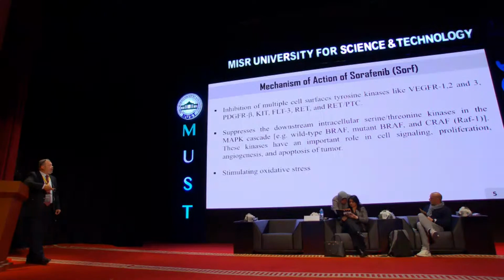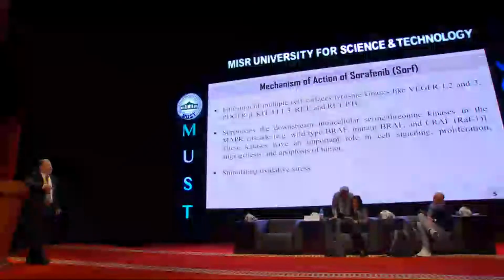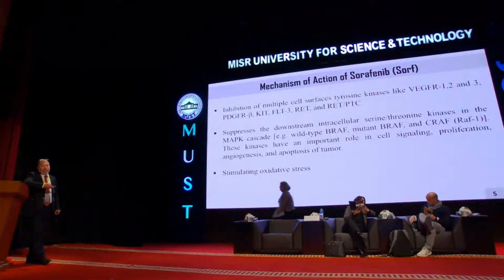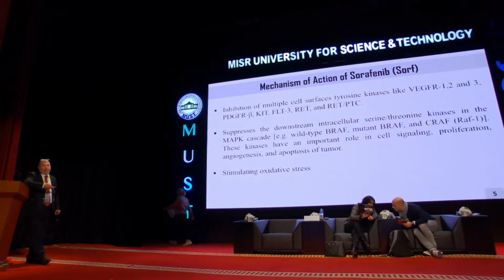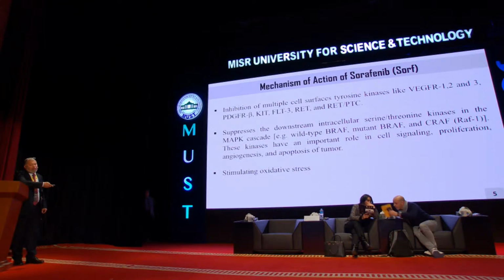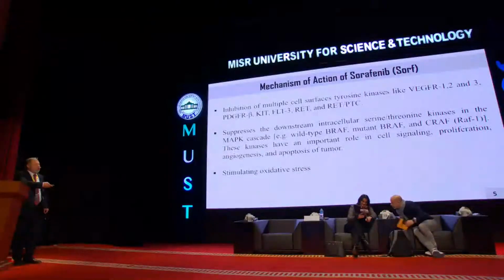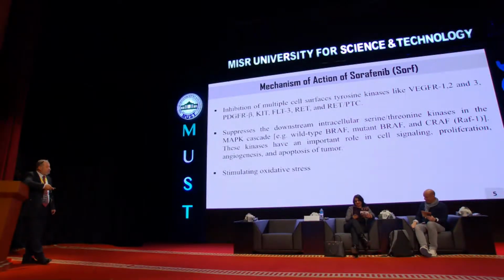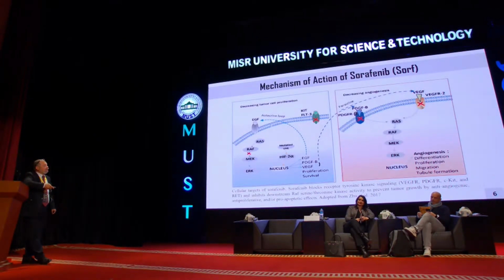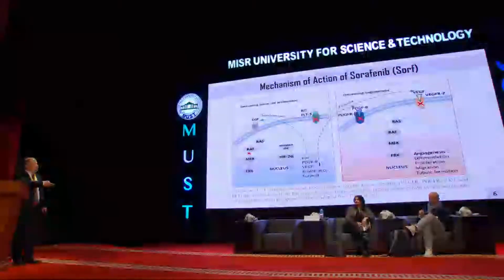Sorafenib actually acts by many mechanisms, but as I told you before, it's a multi-kinase inhibitor. It affects many pathways that control many regulatory pathways, ending with apoptosis and preventing angiogenesis and so on. Sometimes one of its modes of action is to stimulate oxidative stress. By introducing sorafenib, you usually interrupt cell proliferation and angiogenesis.